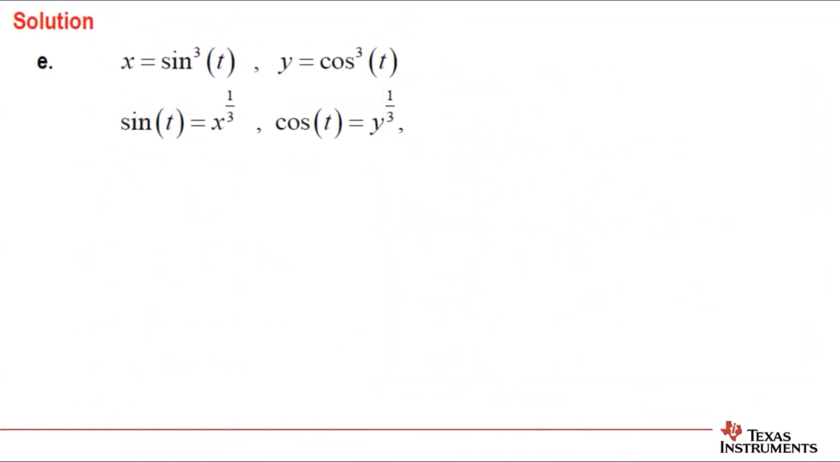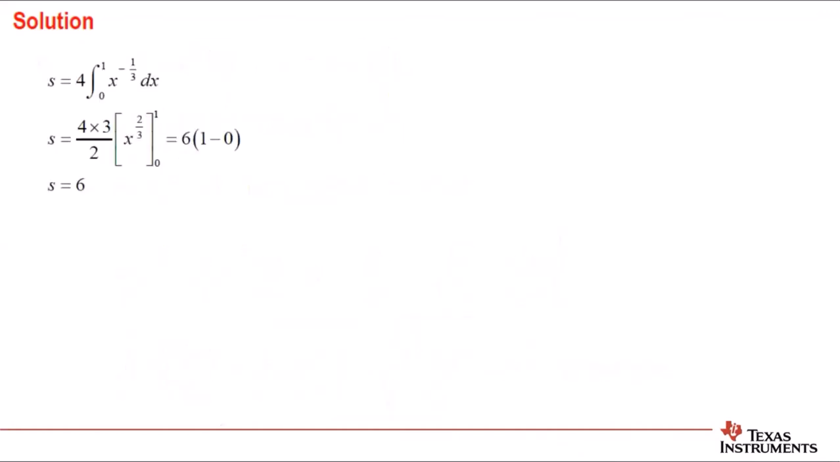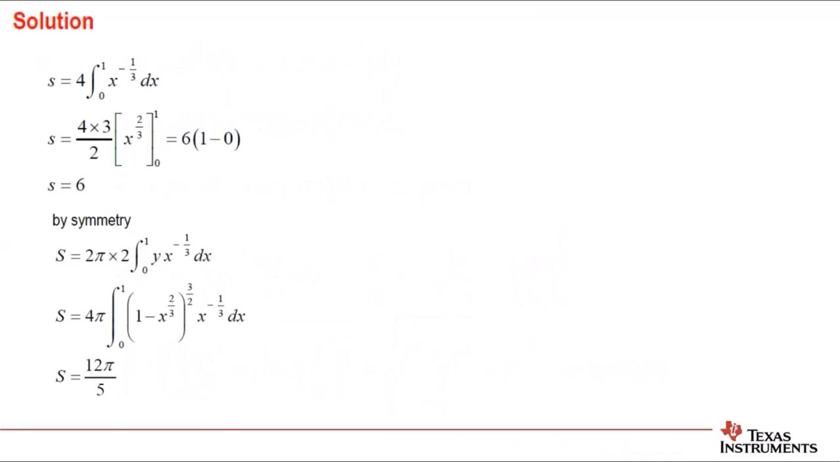We're running out of a bit of time, but if x is equal to sine cubed t, y is equal to cos cubed t, sine of t is x to the power of 1/3, cos of t is y to the power of 1/3. We eliminate the parameter: sine squared plus cos squared is equal to 1, then that gives me x to the 2/3 plus y to the 2/3 is equal to 1. I could use implicit differentiation by hand. We could do this on the CAS and try to simplify 1 plus dy dx all squared using the fact that x to the 2/3 plus y to the 2/3 is equal to 1. And we can actually work it out and get the same answer there.